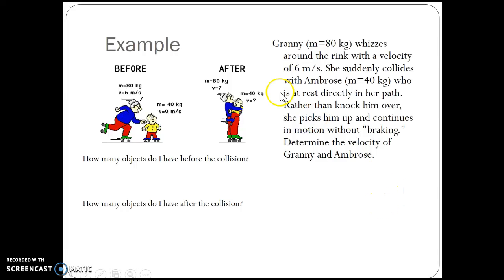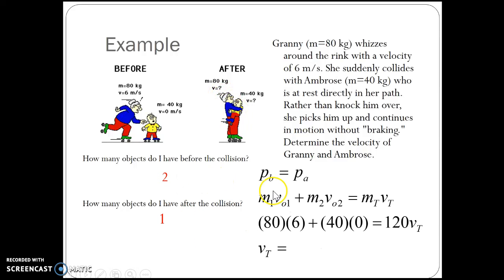Okay, here's one more real quick. So I have Granny on some skates. Granny whizzes by and picks up this kid, right? So initially we've got momentums for two objects. At the end, these two objects are stuck together, right? So initially there are two objects that end up as one. The initial momentum before needs to equal the momentum after.